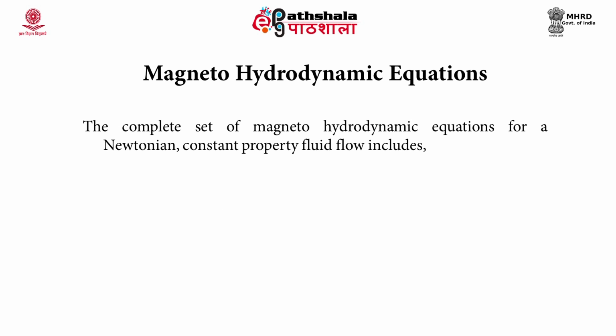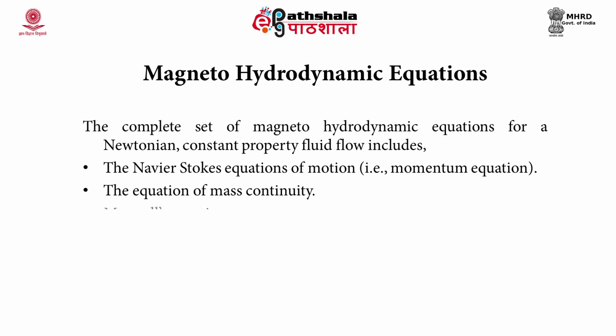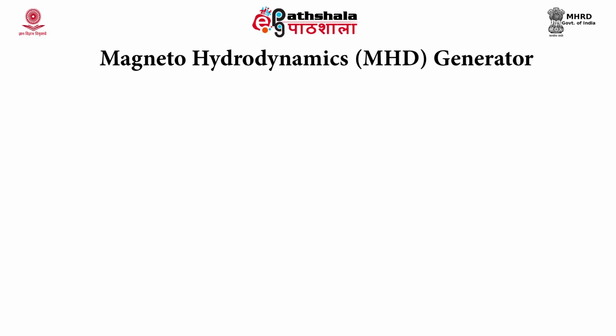The complete set of magnetohydrodynamic equations for a Newtonian constant property fluid flow includes the Navier-Stokes equation of motion, the equation of mass continuity, Maxwell's equations, and Ohm's law. Let's see in detail the MHD generator, the magnetohydrodynamic generator.